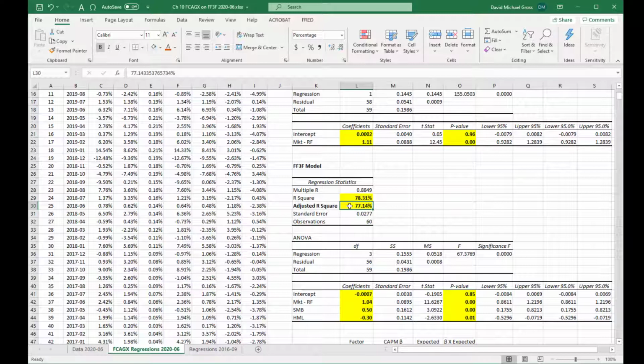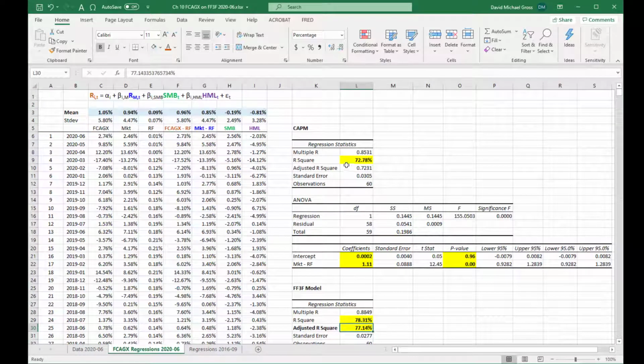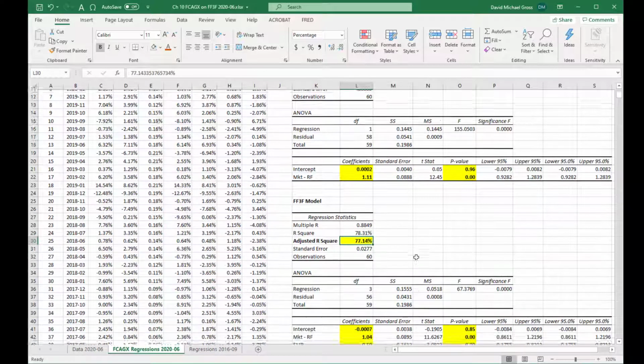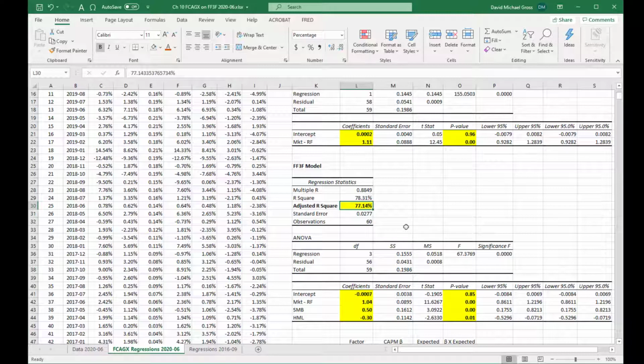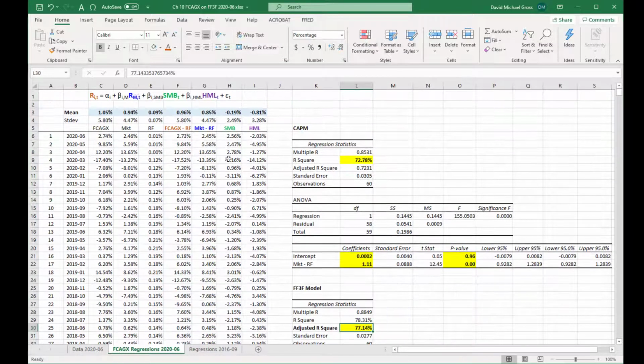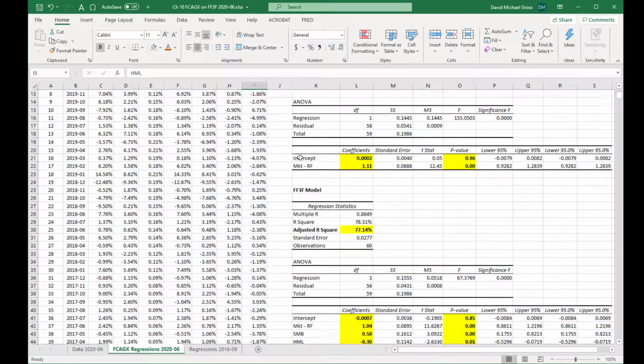And so the rule is that if I have just a single factor model, a single regressor on the right-hand side, then I use the R squared. But if I have a multi-factor model, I want to use the adjusted R squared. And so I would conclude that 77% of the variation of this mutual fund is explained by variation of my three factors: the market, the small stock premium, and the value stock premium.